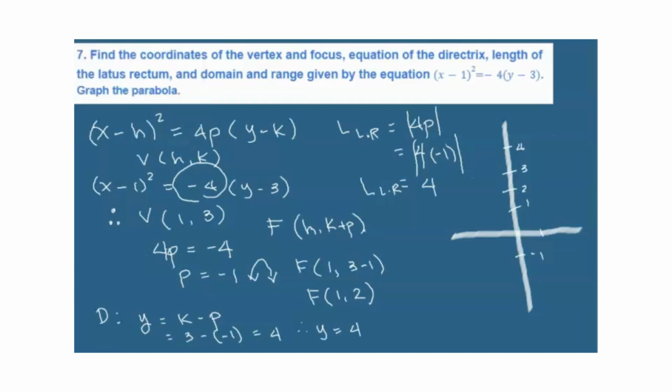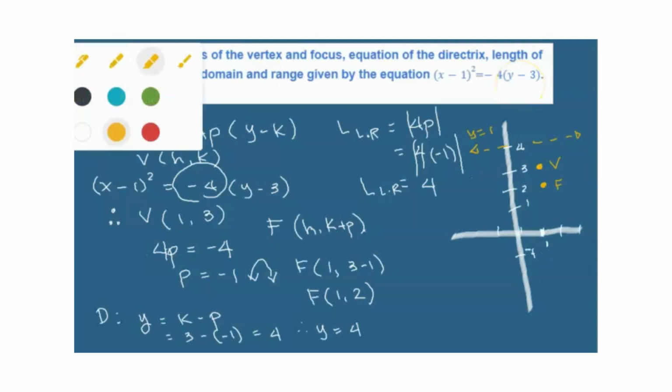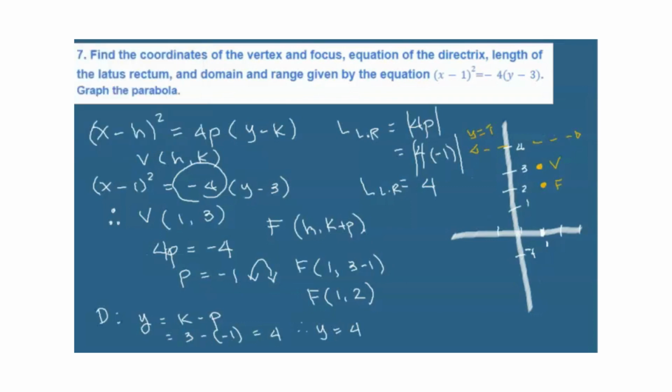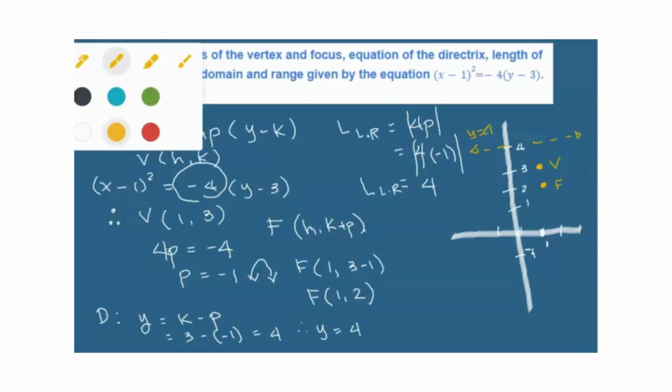Okay, so now let's plot or sketch the graph. So let's start with our vertex (1, 3). This is our vertex. The focus is at (1, 2). This one. Equation of directrix, y equals 4. So this. So y equals 4. Now let's sketch our graph.